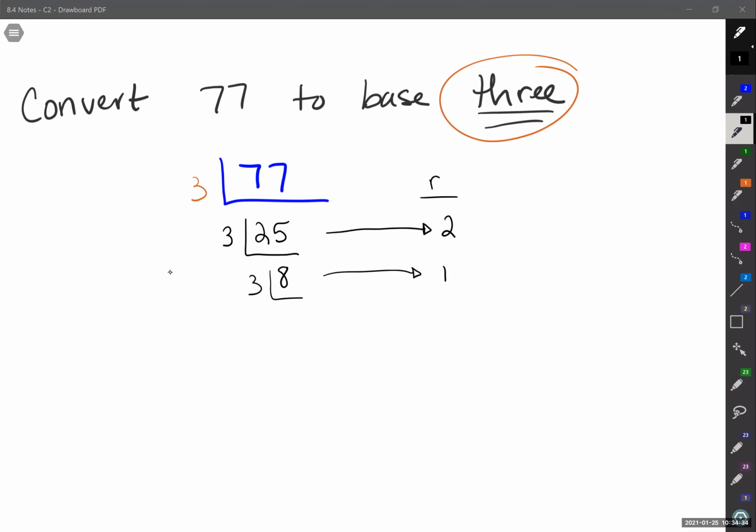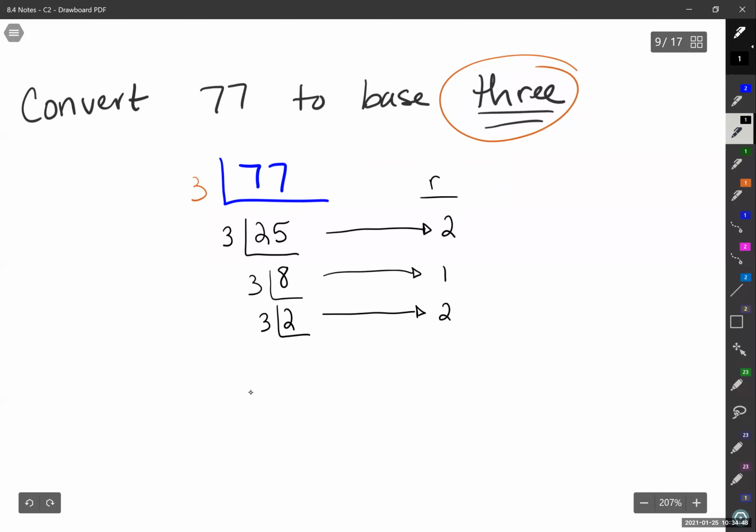So 8 divided by 3 gives us 2.66. So I write down the 2. 3 times 2 is 6. We wanted to get to 8. Correct, everybody? Remainder would be 2. Next, divide this by 3. And at this point, you know it's going to be a 0 next, right? Because what's outside is bigger than what's inside. If you follow the procedure, 2 divided by 3, 0.66. So I write down the 0.